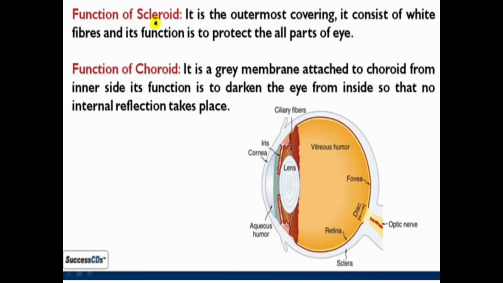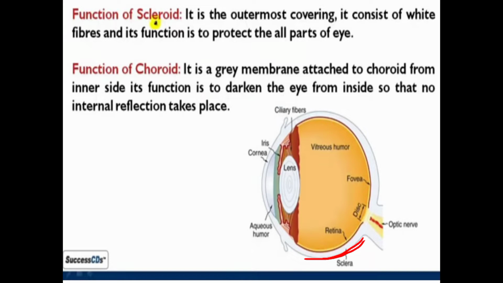Now let's see the function of scleroid and choroid. Scleroid is the outermost covering, and it consists of white fiber. As we can see, it is white in color, and its function is to protect all the parts of the eye.